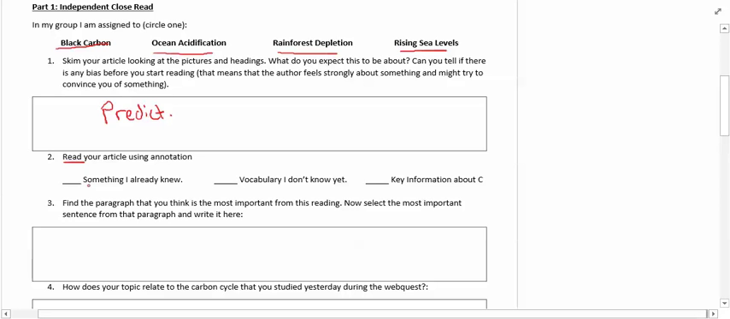You're looking for 3 different things. The first is something I already knew, the second is vocabulary you don't know yet, and the third is going to be some key information about carbon, because your end goal is going to be to go back to your current dangling number group and share back why your particular assigned topic, black carbon, ocean acidification, etc., why those things are scary.